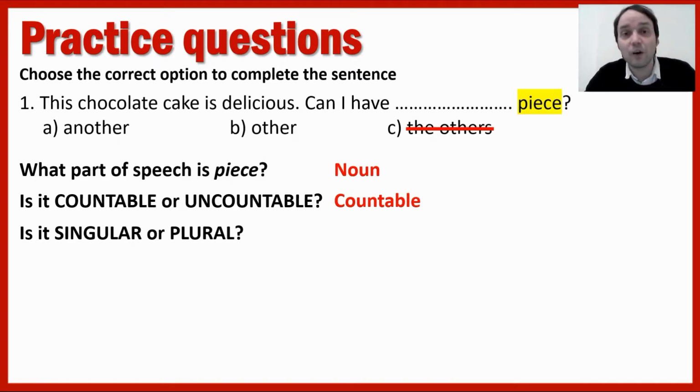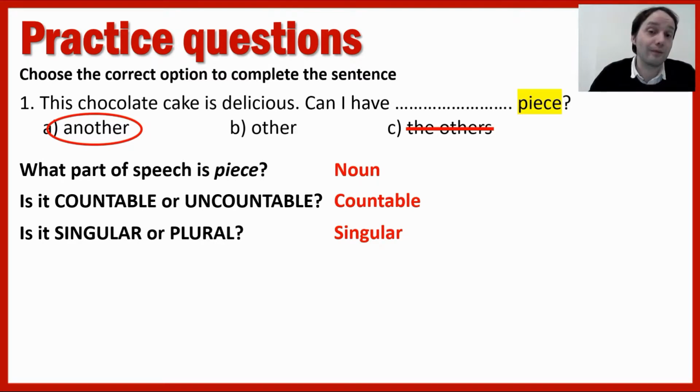So is it singular or plural? Okay, it's singular. There's no S. Okay, so it's 1 piece. Okay, and because it's singular, we know that the answer is another. So it's, this chocolate cake is delicious. Can I have another piece?